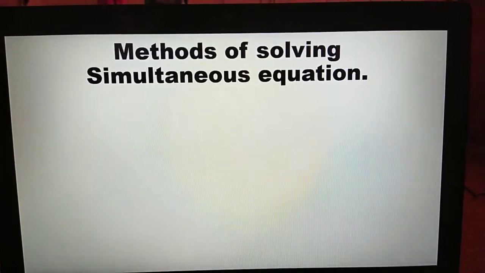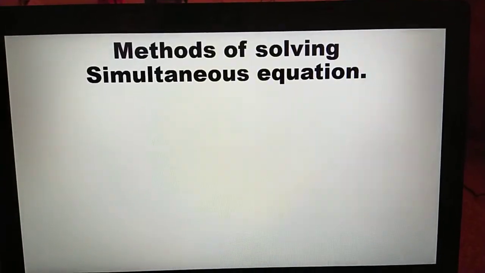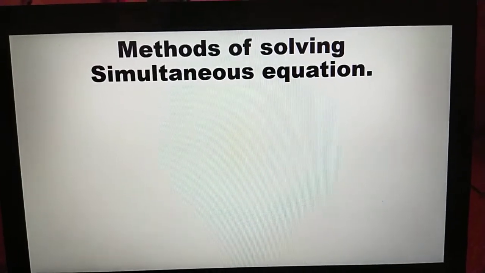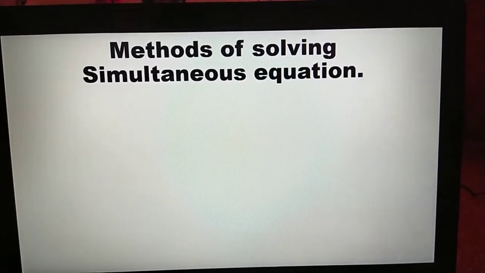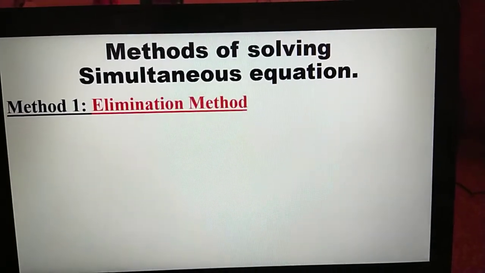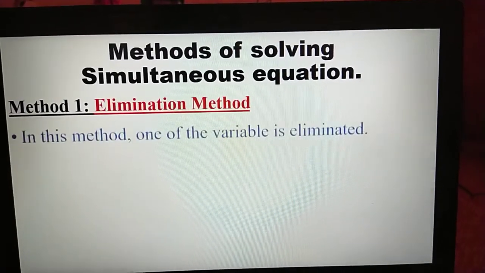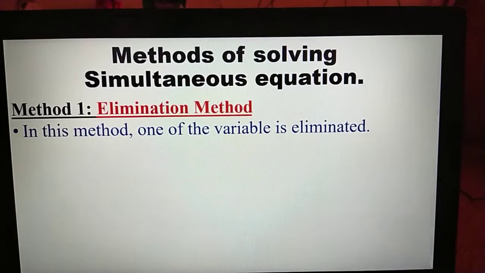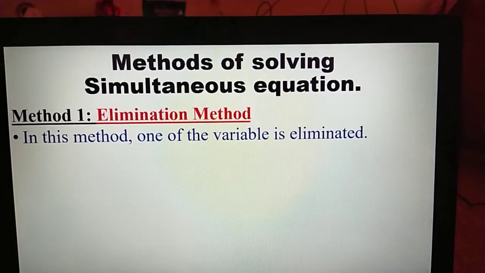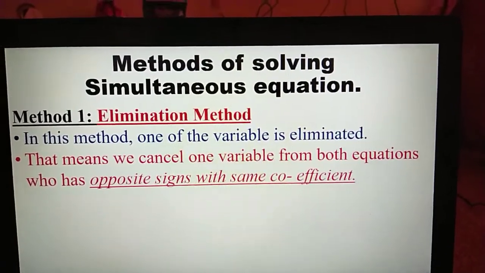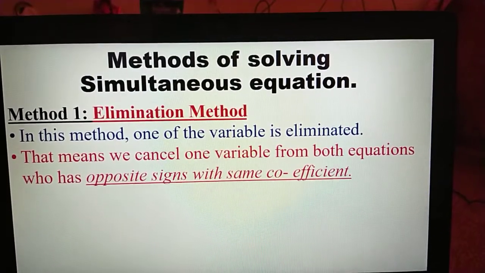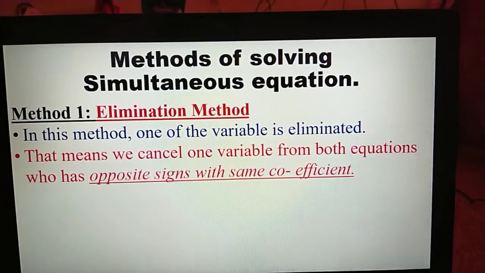Next is methods of solving simultaneous equations. We had seen yesterday one method was elimination, another was substitution. So we'll start with the elimination method. In the elimination method, one of the variables is eliminated. Which variable will be eliminated? The variable which has opposite signs with the same coefficient.